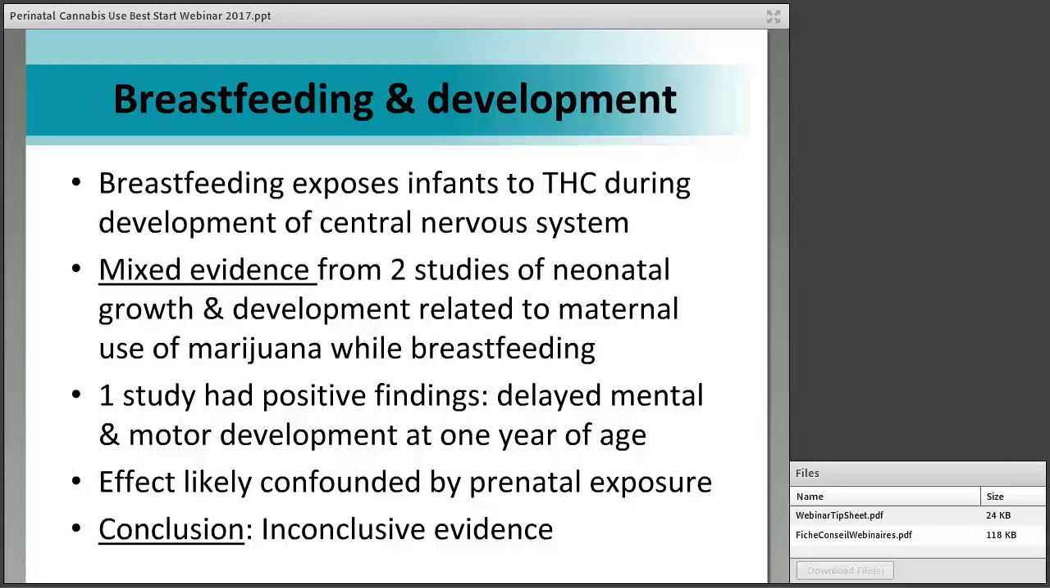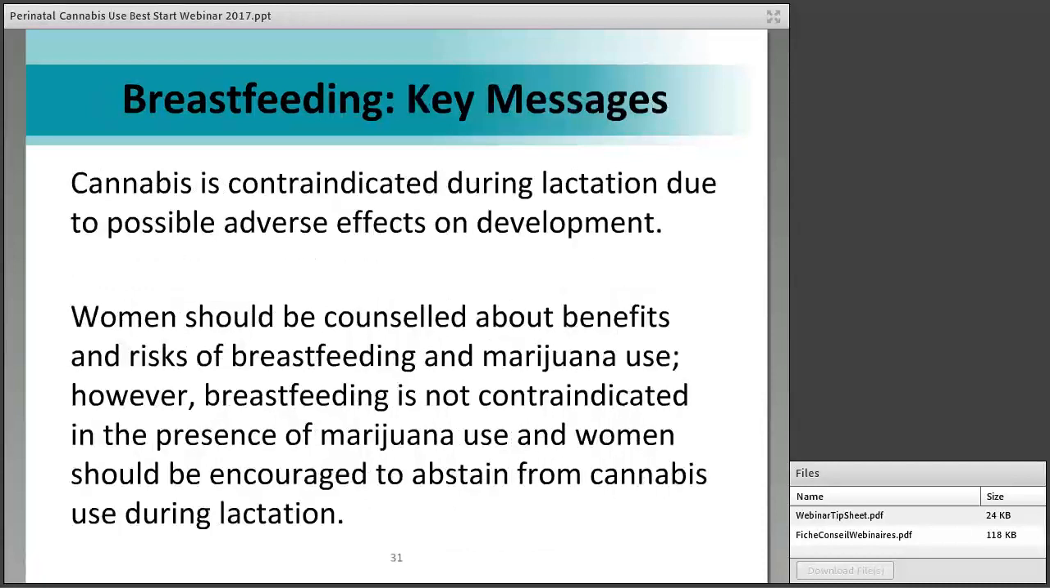So at this point in time, we don't have any conclusive evidence that breastfeeding on its own is harmful, but obviously we want to look at guiding these women appropriately. My recommendations for these women would be that cannabis is not contraindicated during breastfeeding.